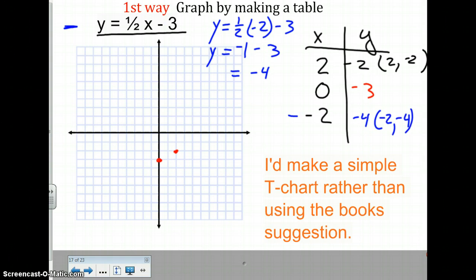And so we can think of that. And again, I think the t-chart's easier than the table that they use. So then I come over to the point -2, down 4. Once I have 3 dots, we can connect them, make a straight line. And I'd say use 3 as the minimum if this is the method that we're using. Okay.